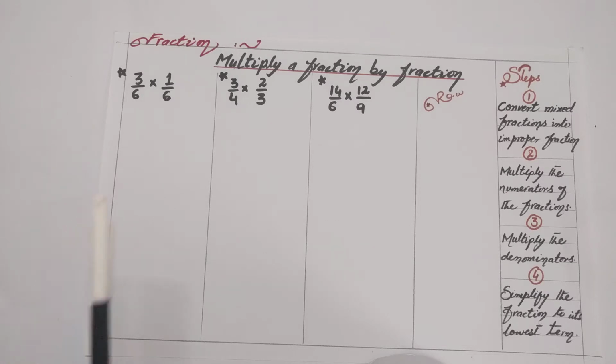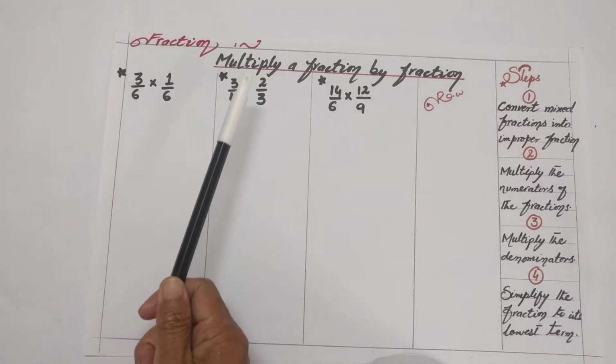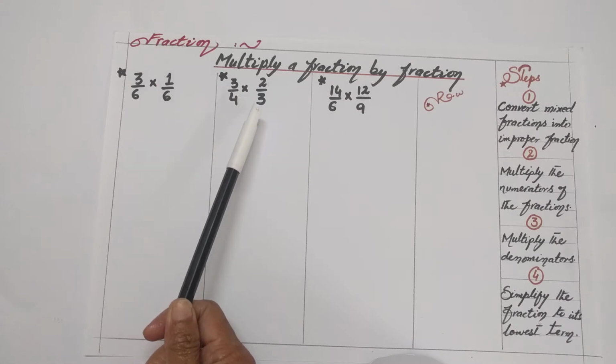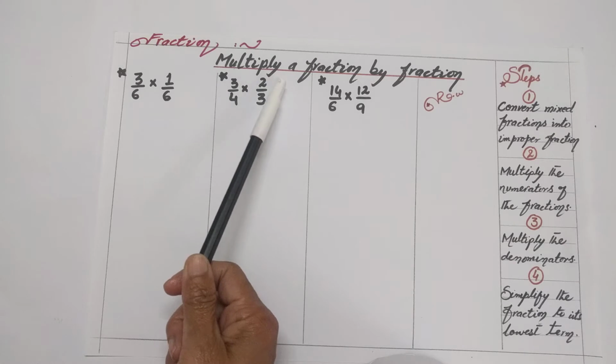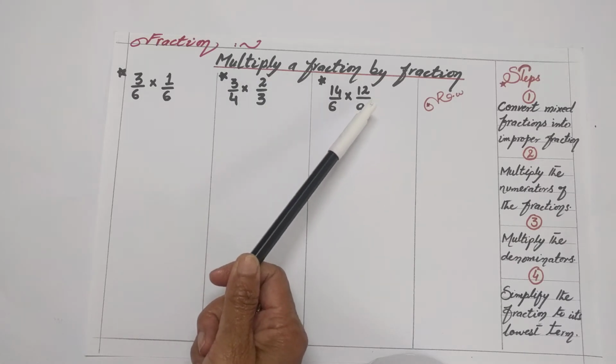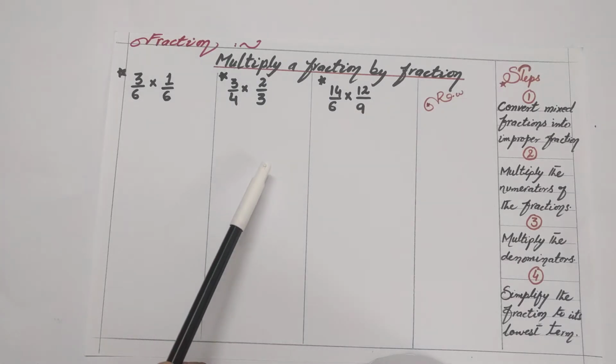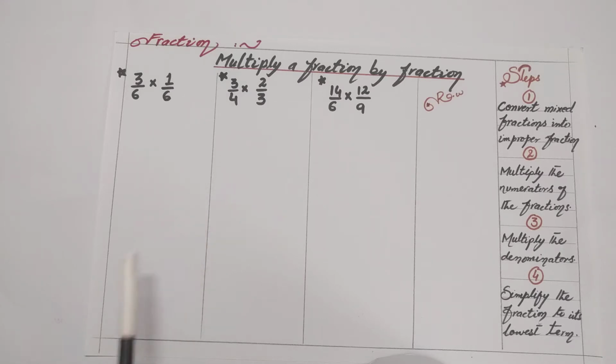Dear students, as in the previous lecture you have learned how to multiply a fraction by a whole number. So today we are going to start the next topic, that is multiply a fraction by fraction. How to multiply a fraction by a fraction? To multiply a fraction by another fraction, we have to follow some steps.